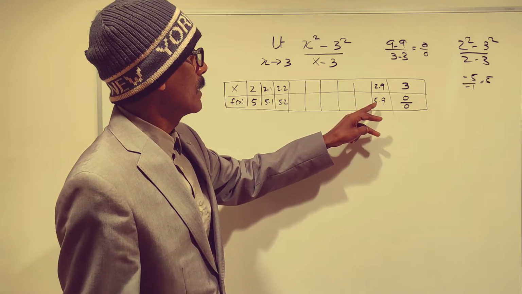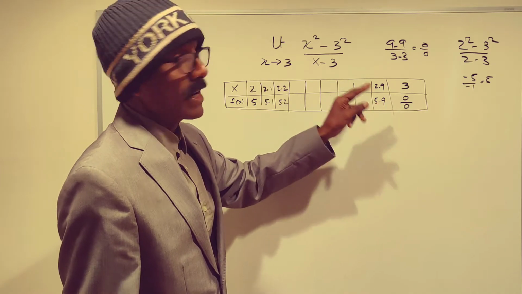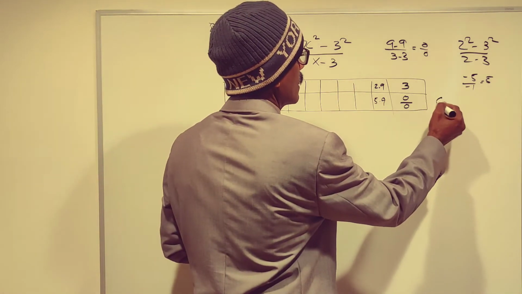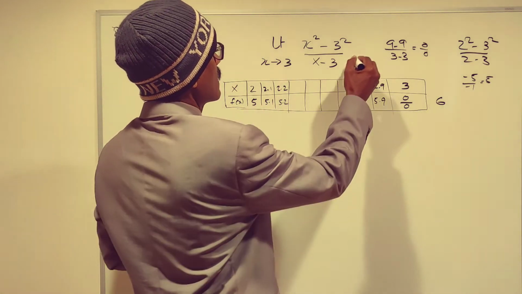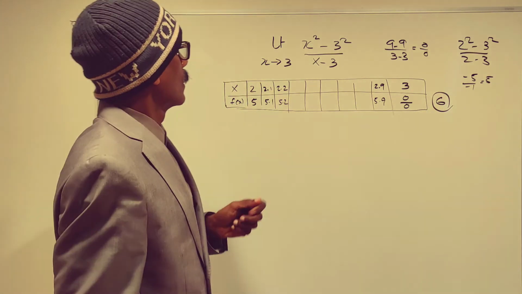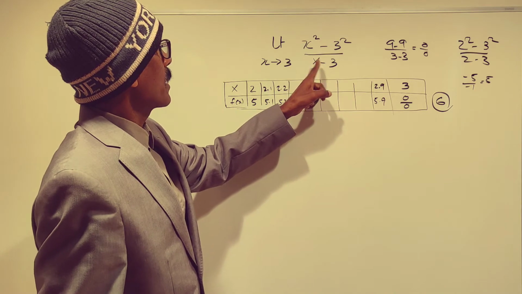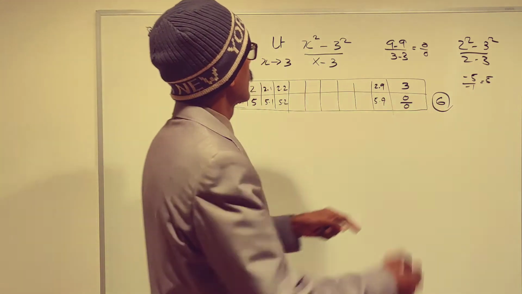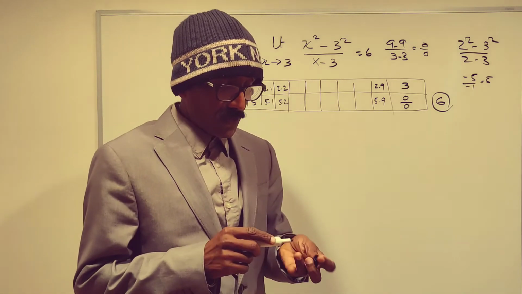Next integer close to 5.9 is 6. So 6 is the limit value. The answer is 6. So limit x tends to 3, x square minus 3 square divided by x minus 3 is 6. So that is the first method.